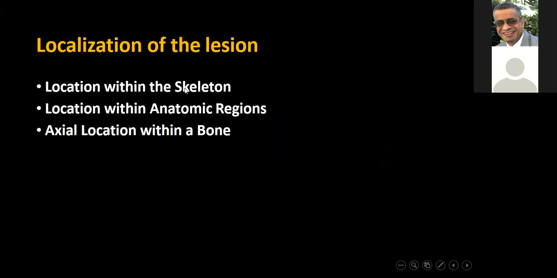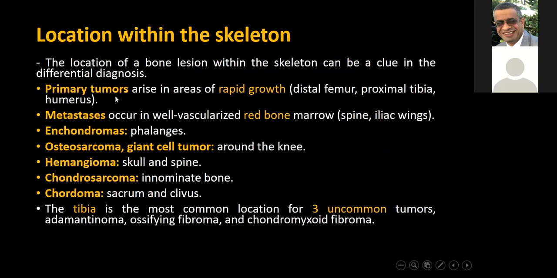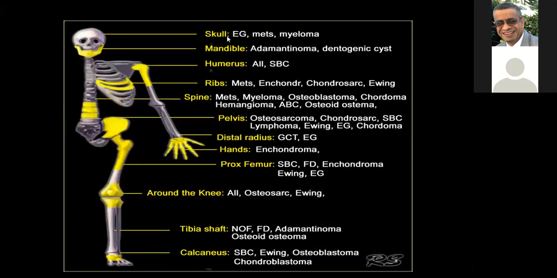Location of the lesion within the skeleton. First, within the skeleton, the primary tumors occur in areas of rapid growth, like the distal femur, proximal tibia, and the humerus. Metastases occur in well-vascularized red bone marrow, like the spine and iliac wings. Enchondroma can be seen commonly in phalanges. Hemangioma can be seen in the skull and spine, chondrosarcoma within the pelvis. The tibia is the most common location for 3 uncommon tumors, which include adamantinoma, ossifying fibroma, and chondromyxoid fibroma.